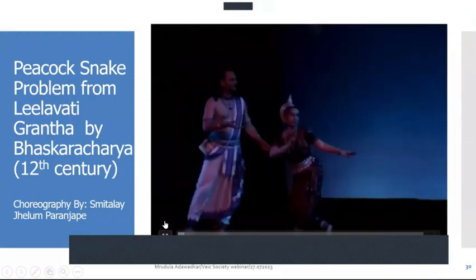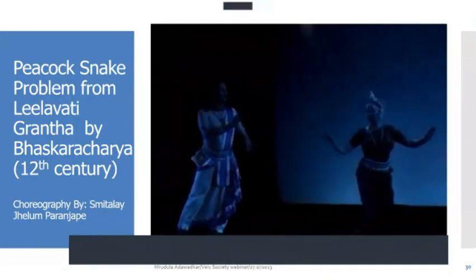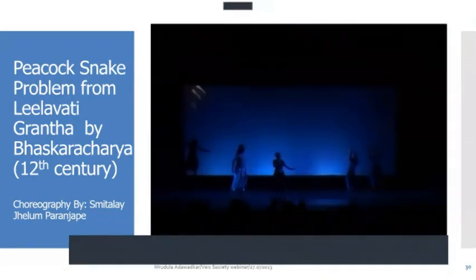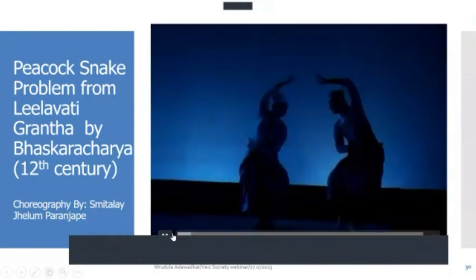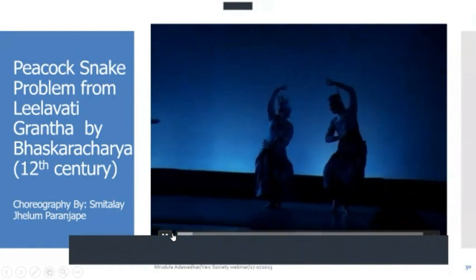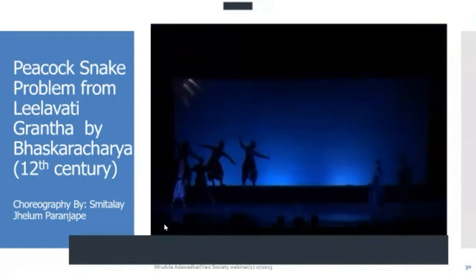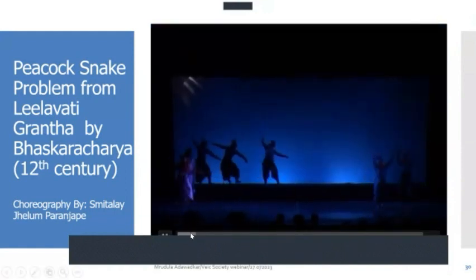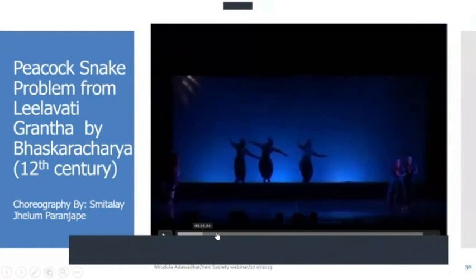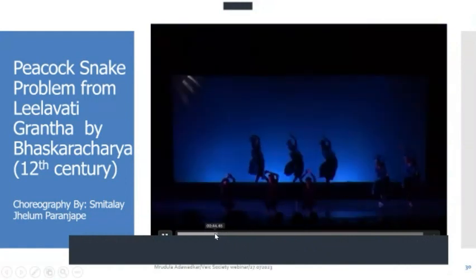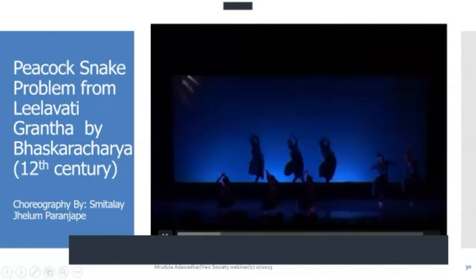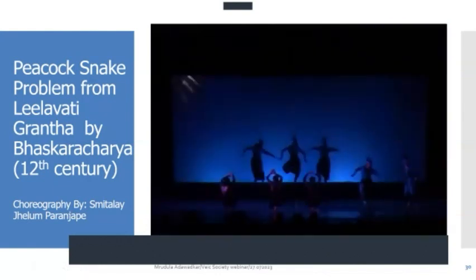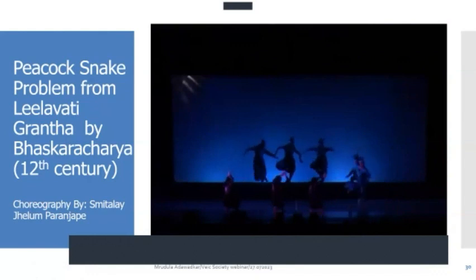Peacock's neck problem from Lilavati. It has been beautifully expressed in the form of dance. You all know that this is based on Pythagoras' theorem.